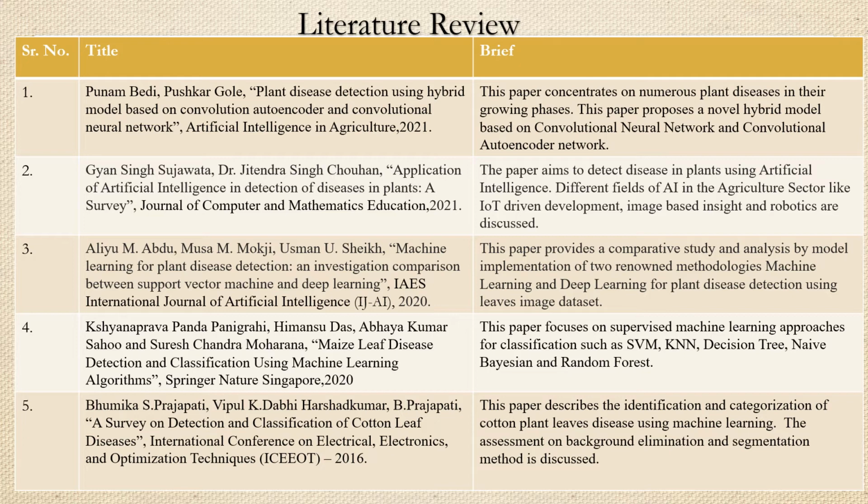Next is Maize Leaf Disease Detection and Classification using Machine Learning. It also focuses on many of the traditional classification models like SVM, KNN, decision tree, random forest. Next is A Survey on Detection and Classification of Cotton Leaf Diseases. This paper basically describes and categorizes cotton plant leaf diseases using ML. The assessment on background elimination and segmentation methods is done and deployed.